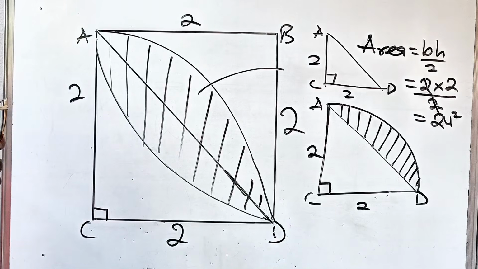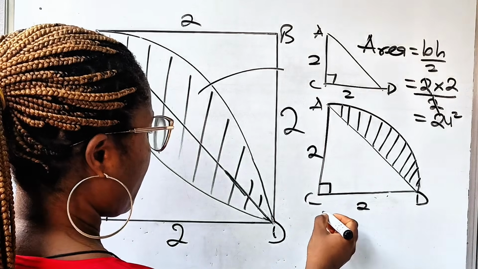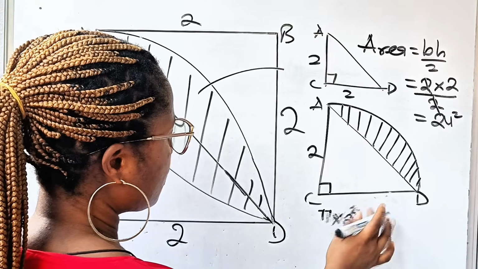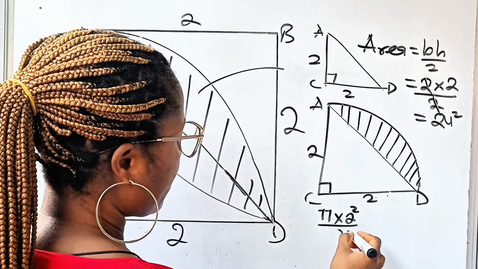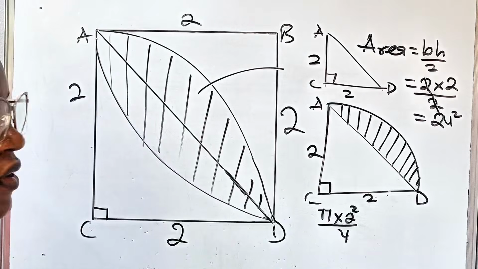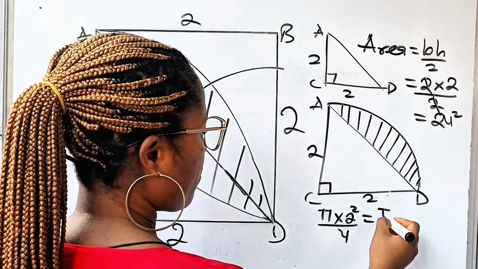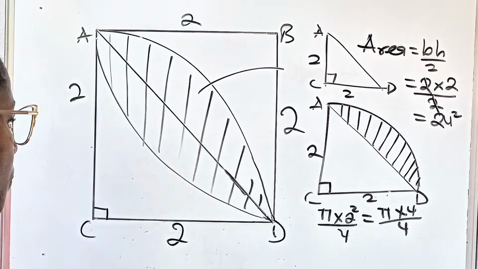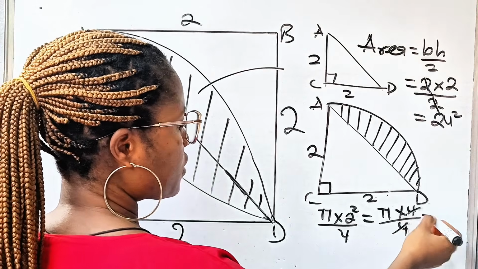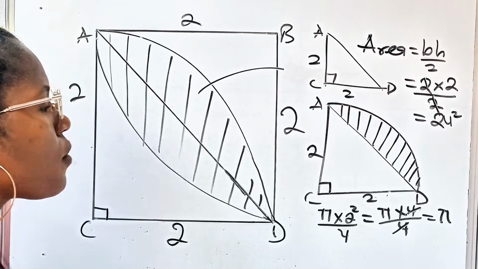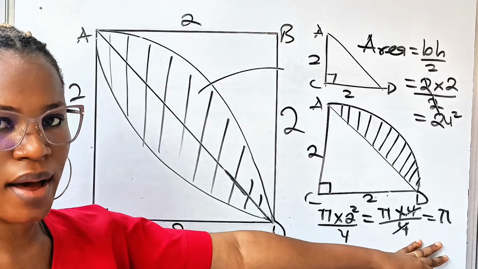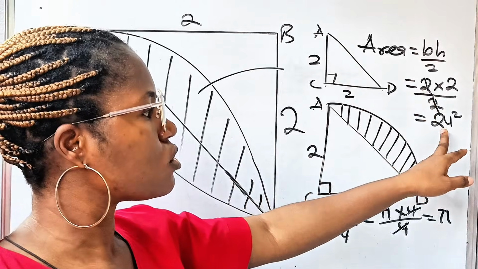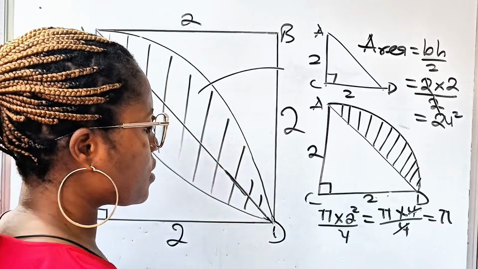So the area of the quadrant will be pi times 2 squared divided by 4. Pi r squared divided by 4. So we're going to have pi times 4 divided by 4. We remove this and we have pi. So the area of the quadrant is pi. The area of the triangle is 2 units squared. So this is pi units squared.